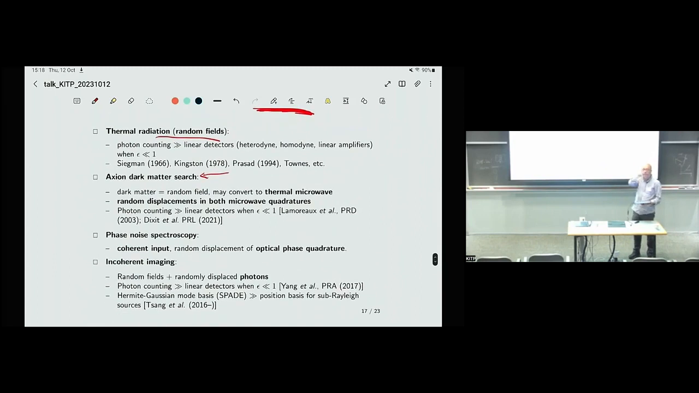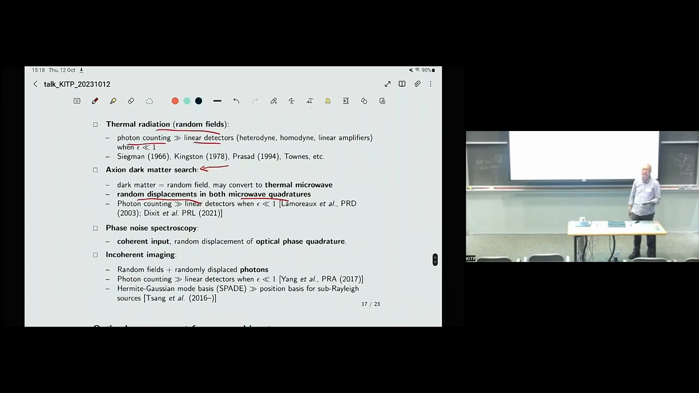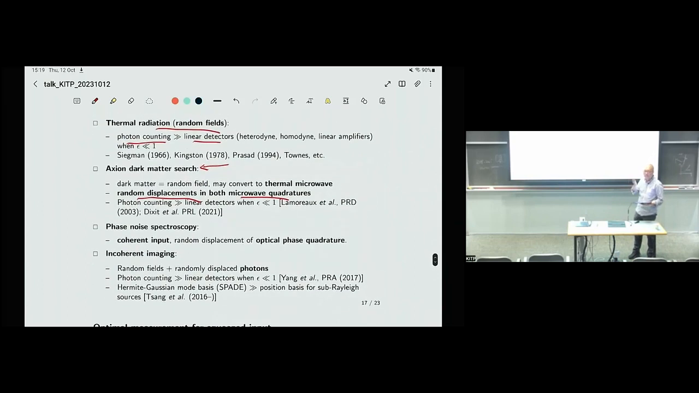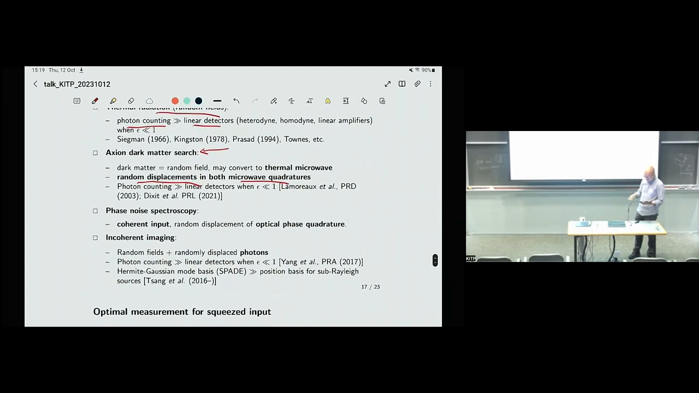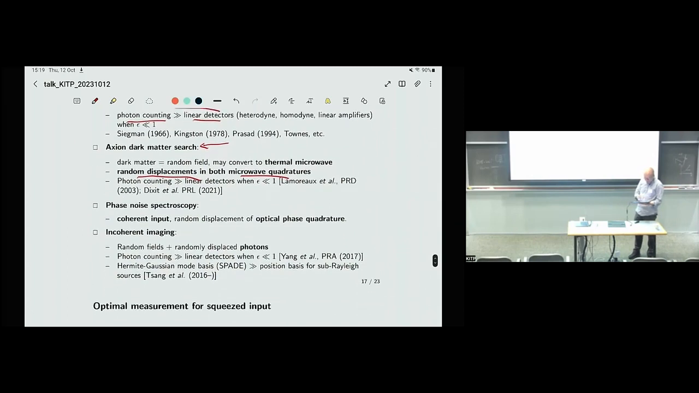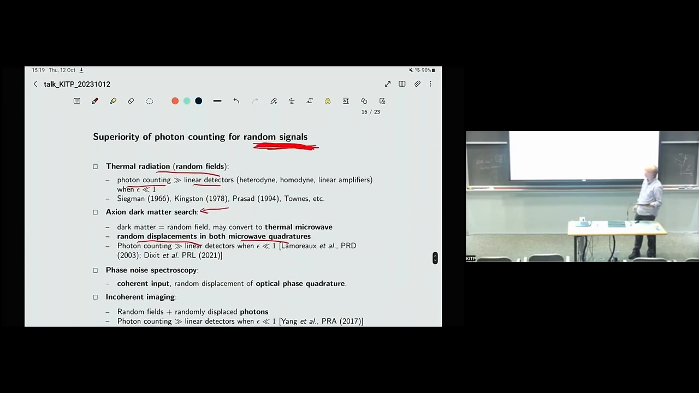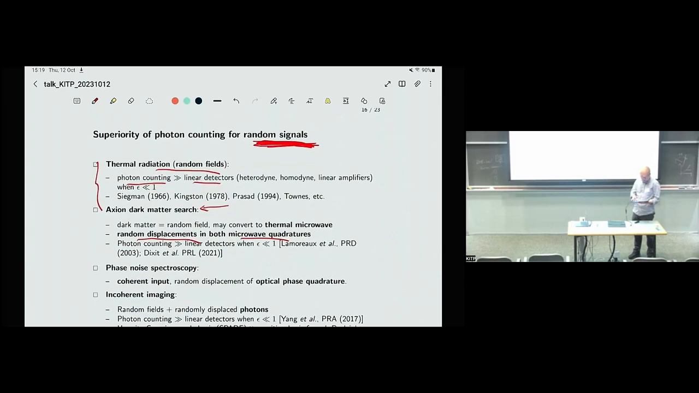In both cases, you have random displacement in both quadratures, and you're just trying to detect how much energy your receiver is detecting. It's well known that in optical astronomy, for example, photon counting is so much better than linear detectors. Okay? Because the Fisher information, the signal-to-noise ratio, is just so much better. If you're interested, I can explain more. But anyway, it's well known that when you're dealing with random signals, in these two problems photon counting is so much better than just doing heterodyne or homodyne detection.